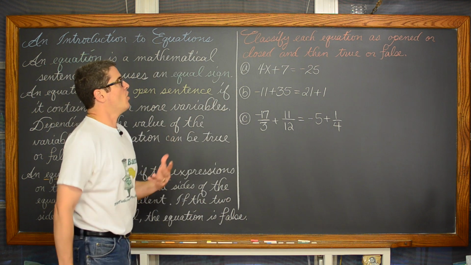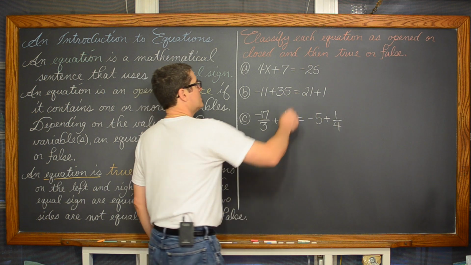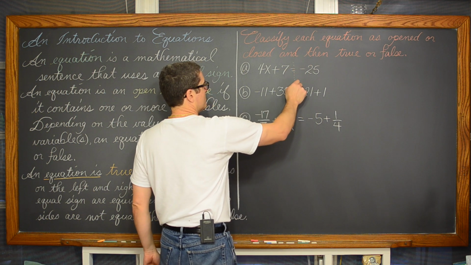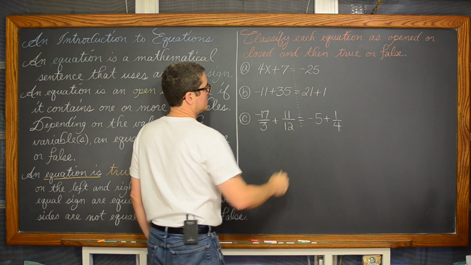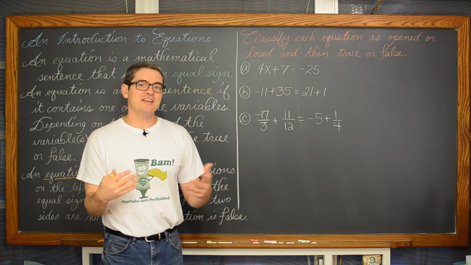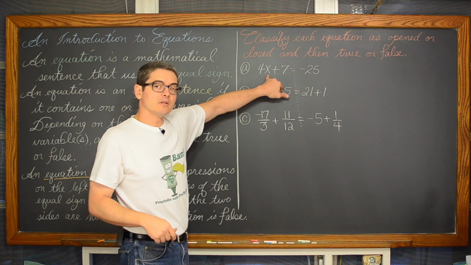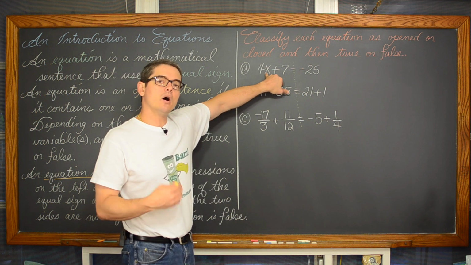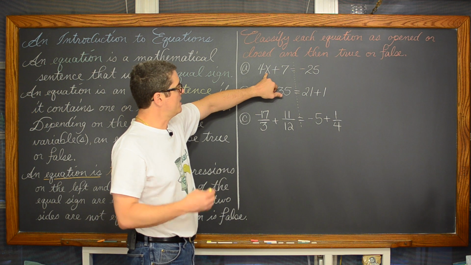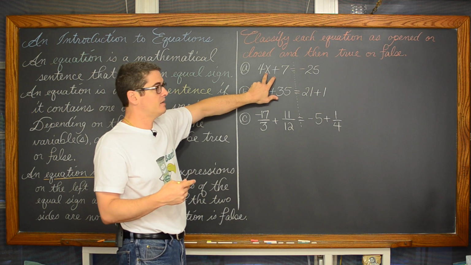And is this open or closed? Well, on the left-hand side of this equation, and you're going to hear me say left and right-hand side quite a bit, the equal sign is what separates the left and the right-hand side. We have a variable on the left-hand side, so thus this is an open equation. Basically there's an open place for you to put in a value.